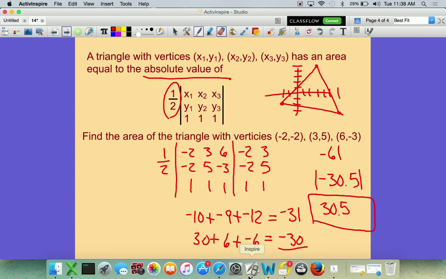The only thing that we're missing here is our label, all right? We don't have any label up here, so what we're gonna have to do is say that this is 30.5 units squared, all right?